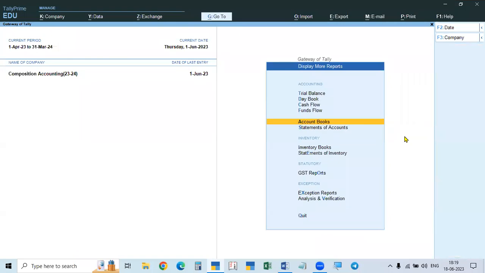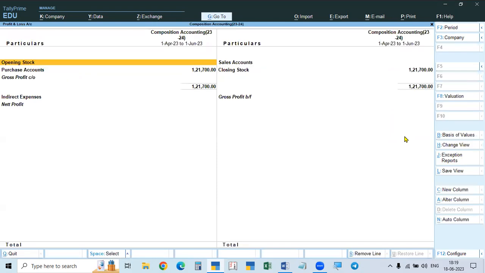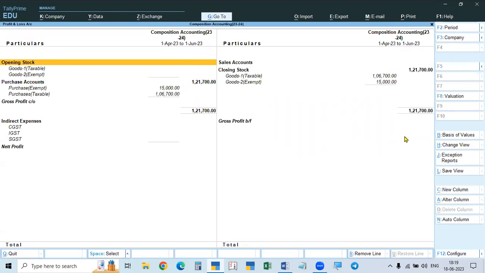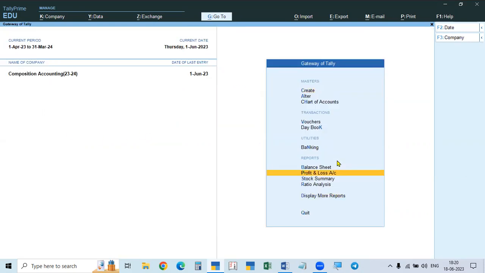But if we take it as useful for the reverse charge mechanism, that's why it is better to give yes, or if you give no also, no problem. This is how we will maintain the accounts. And if we go to the reports, in the balance sheet, we go to the profit and loss account. See here, exempted goods and taxable goods, the total amount is added including tax. The CGST is given as indirect expense, and no amount is in the tax accounts.